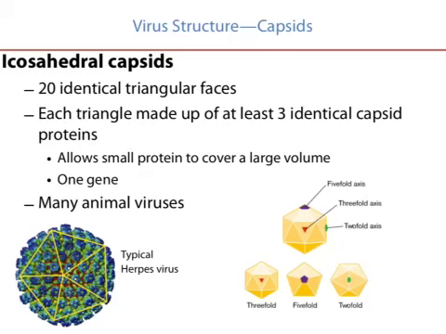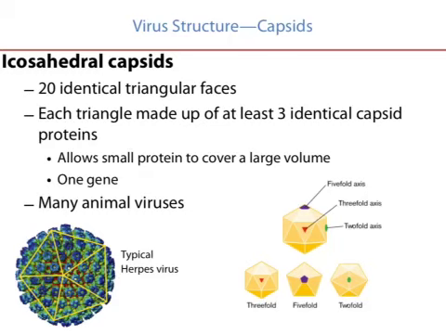So now we're going to talk a little bit about virus structure, and in particular we're going to start talking about the capsids. And I want to give you a few examples of a few different types of capsids. And one of the most common types of capsids are the icosahedral ones. And these ones have 20 identical triangular faces.